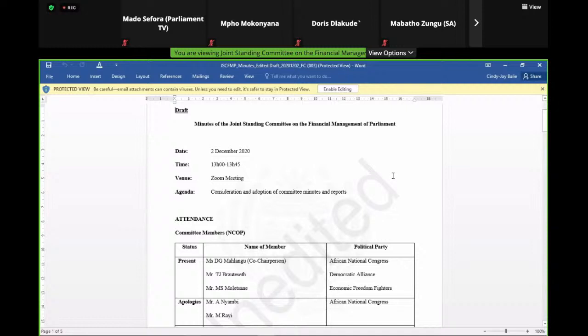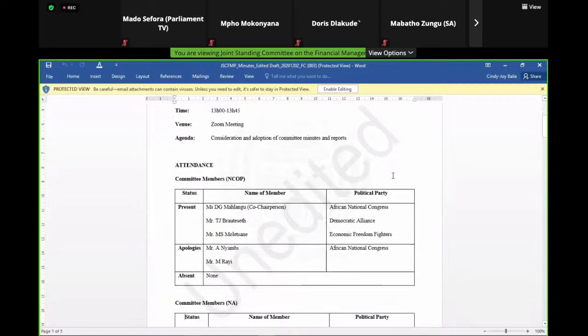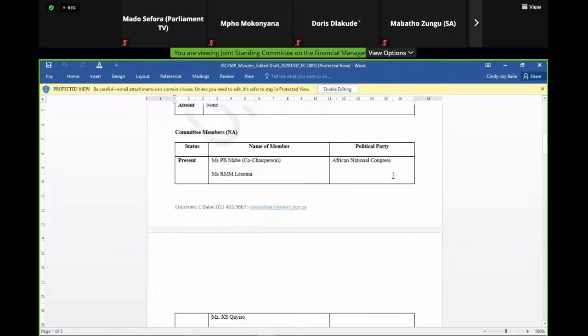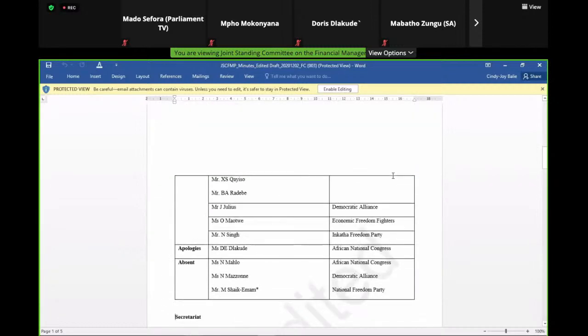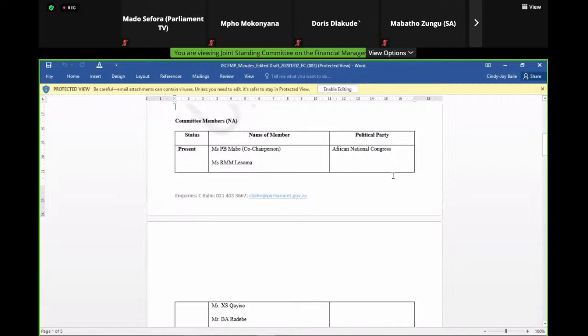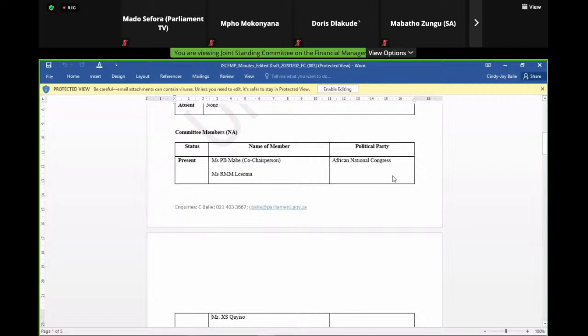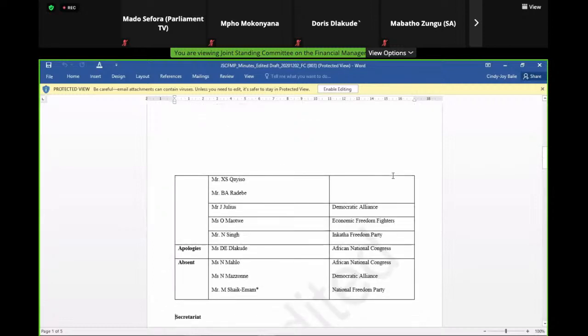Okay, let's go through the attendance register. Mahlangu, Team, Muletsani, NCOP, apologies, Nyambi, and Rai, NA. I did not see present. Present in the NCOP. Let's go back. Oh, it's Mahlangu. Fine. Members are here. They can also speak for themselves. Let's go to NA: Mabi, Lesoma, Kaiso, Kadebe, Julius, Maotwe, Singla, Kude, apology, Matlo.